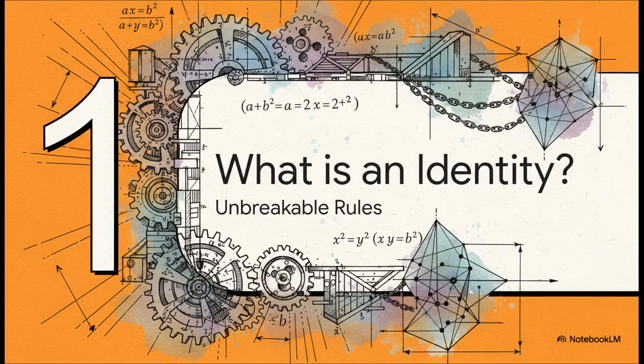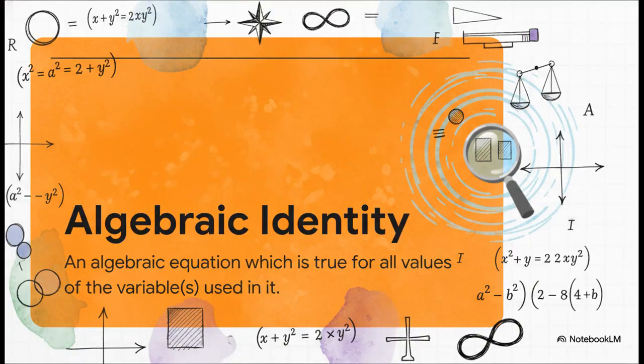All right, section 1, what in the world is an identity? You know, the best way to think about them is as the unbreakable, absolute rules of the algebra game. So here's the key thing you gotta remember. An identity is an equation that is always 100% true. It doesn't matter what number you plug in for the variable, the left side of the equation will always equal the right side, every single time.